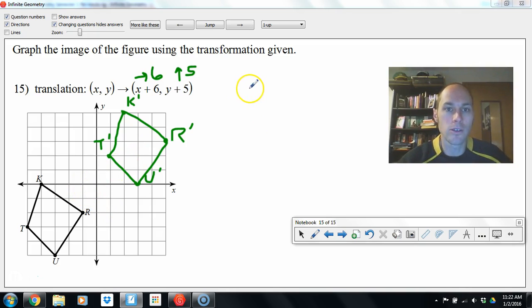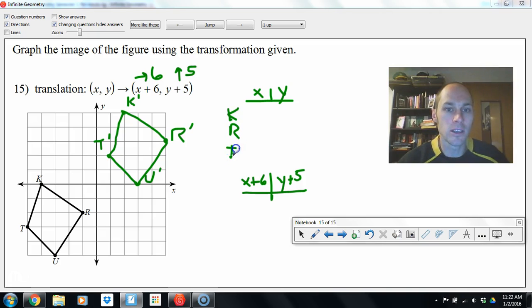Keep in mind that you could also create a table, x, y, and then list the coordinates, and then right next to it or below it we could say x + 6, y + 5. So we could list out all our coordinates for K, R, T, and U, and then figure out what K prime, R prime, T prime, and U prime would be based off of the rule.